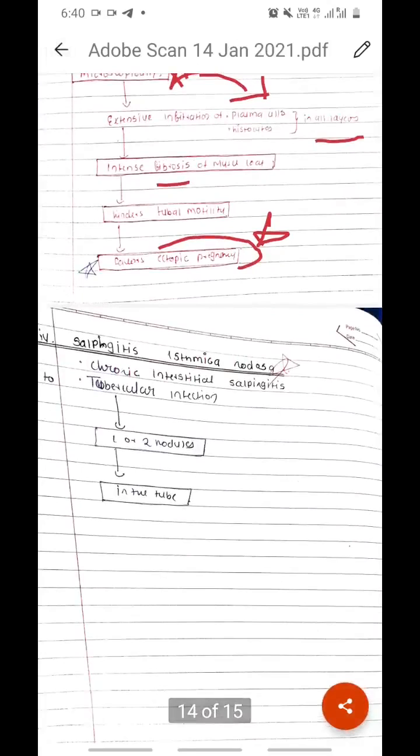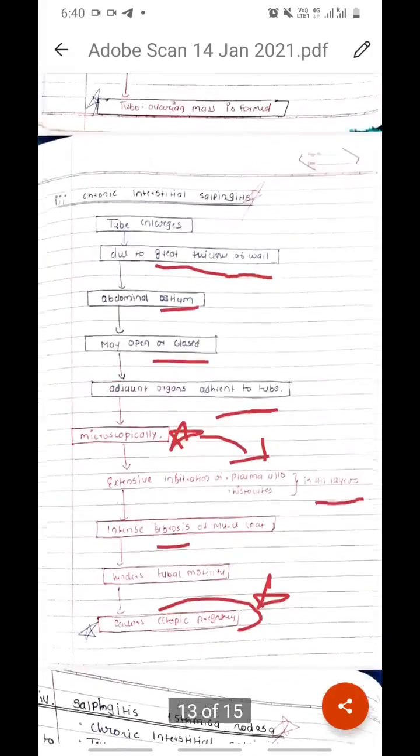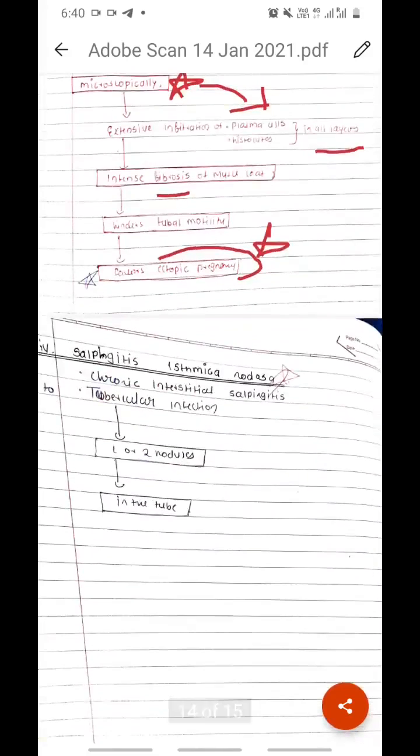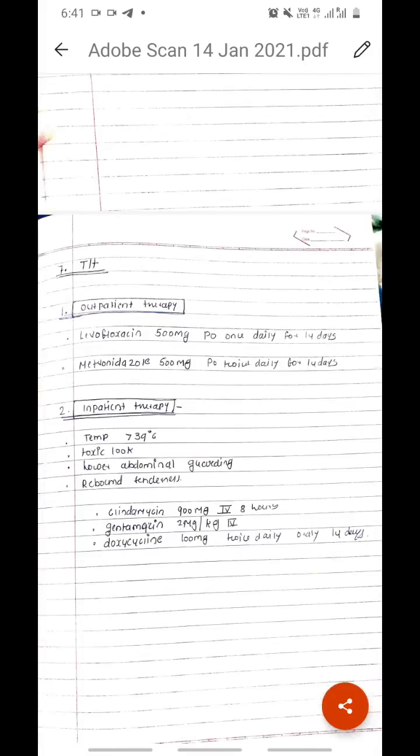Okay, so after that, the fourth one is salpingitis ischemica nodosa. If chronic interstitial salpingitis and tubercular infection are present, and there are one or two nodules present in the tube, it is called salpingitis ischemica nodosa.